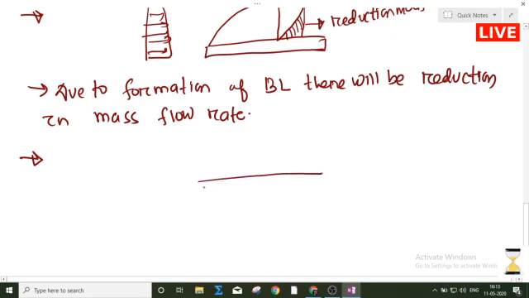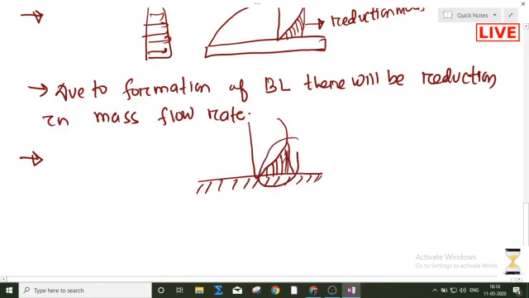Suppose this is my solid boundary. Okay, this one is solid boundary. So what is happening? This is my velocity distribution, and this one is my reduction in mass flow rate. In order to compensate this reduction in mass flow rate, we have to shift, or displace, this solid boundary in this perpendicular direction, and the distance by which it has been displaced is called displacement thickness.